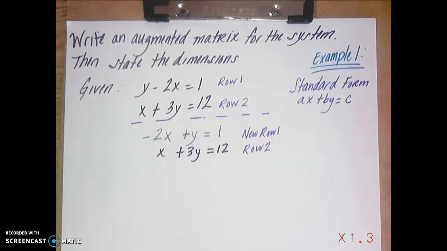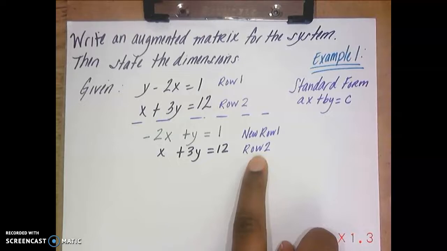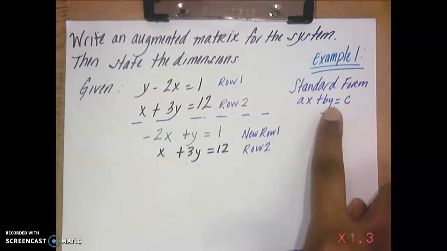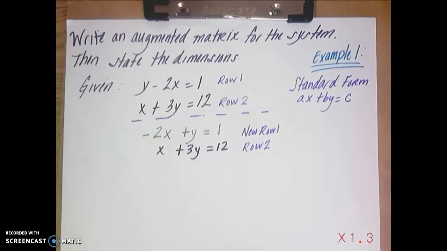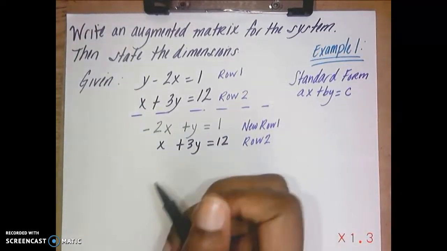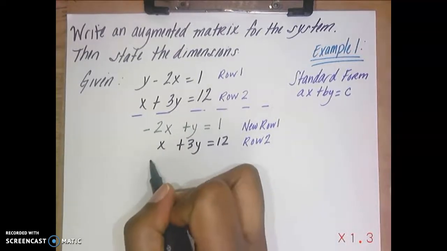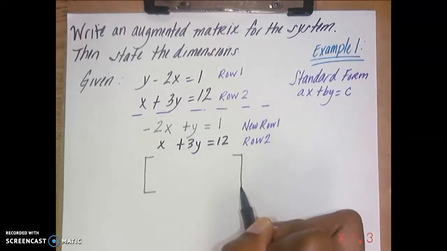Okay, so my system went from what we were given here to what we now have below. What I want you to notice is that my rows stay the same. I kept row 1 on the top and I kept row 2 on the bottom, and they're both in standard form. So now I can create my augmented matrix from the coefficients and the constant. So this part, you might be like, oh my gosh, this is so easy. You might not get as excited as me, and that's okay. That's perfectly fine.